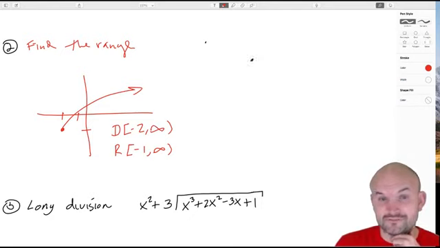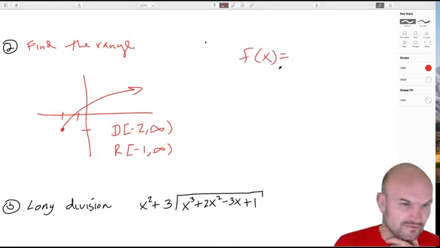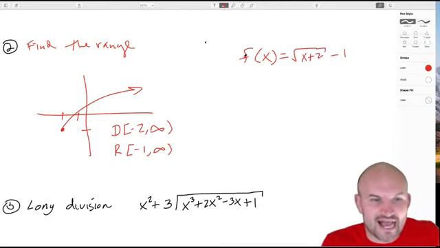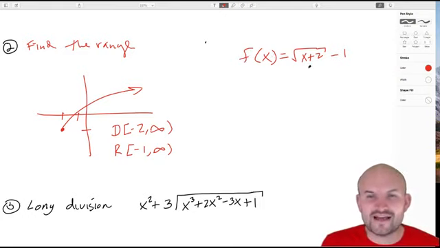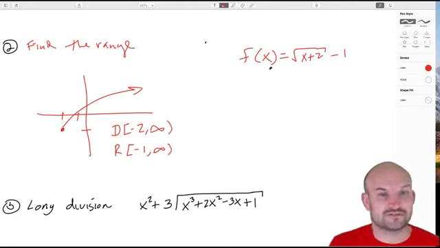Now let's talk about a function. So let's say this function f of x was equal to the square root of x plus 2, minus 1, right? So how would you find the range of this function? What if I just gave you the function and said, find the range?